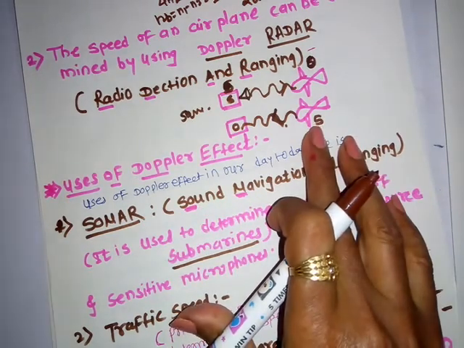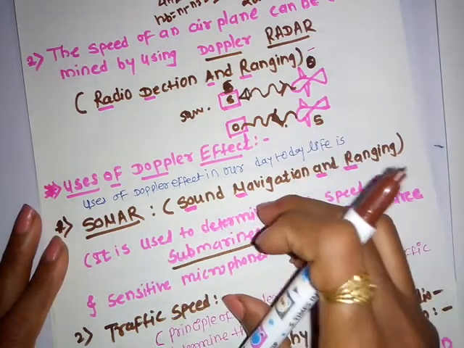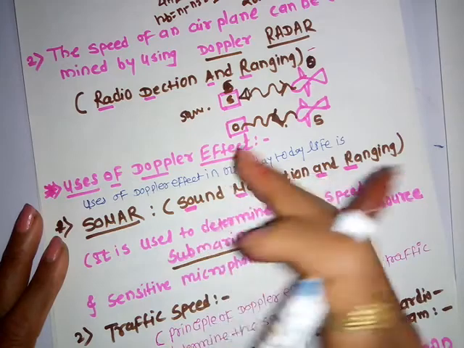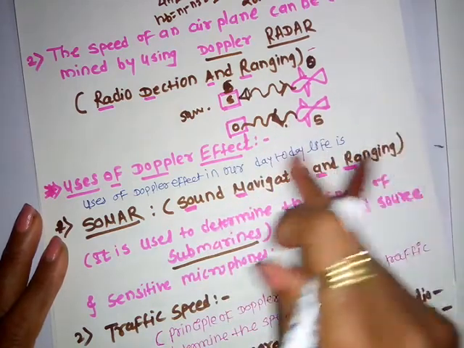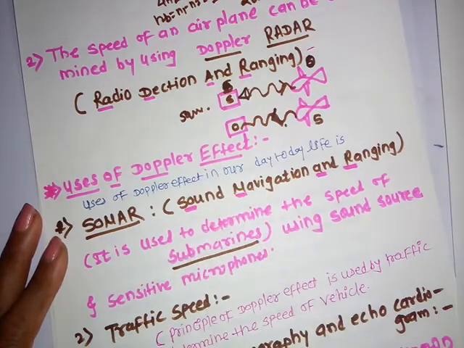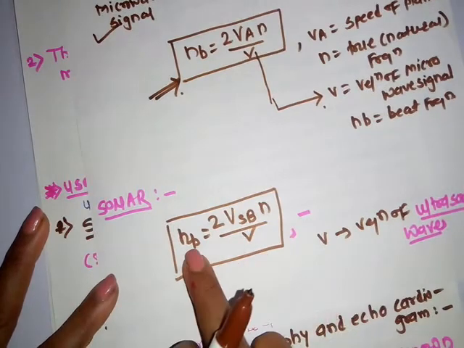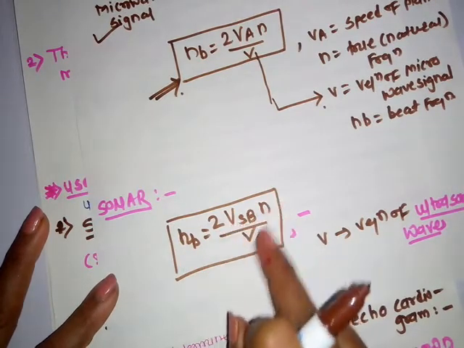आता सबमरीन्स हे ओशन वॉटरमध्ये यूज केले जातात. काही सबमरीन्स म्हणजे पाणबुडी ही पाण्याच्या खाली असतात आणि काही वॉटर सरफेसवरही असतात. तर यांचा स्पीड काढण्यासाठी देखील डॉपलर इफेक्टचा यूज केला जातो, आणि तिथं देखील हेच इक्वेशन यूज केलं जातं. NB is equal to 2VSB N upon V.